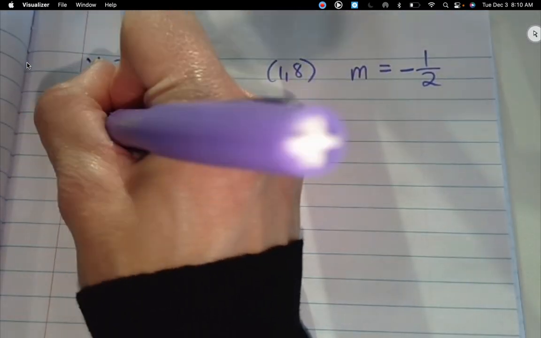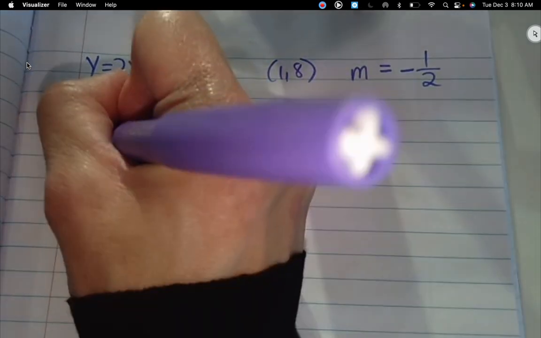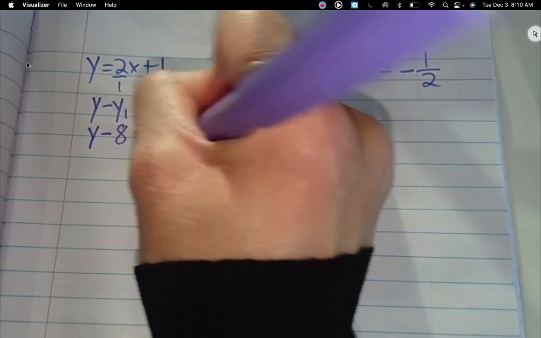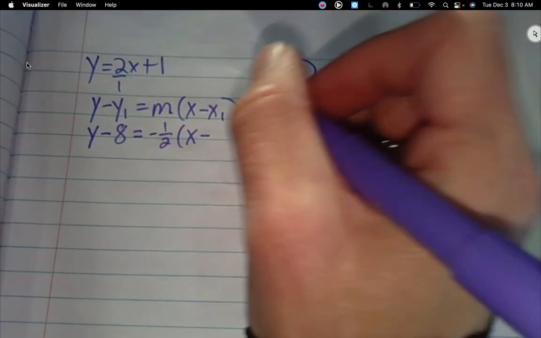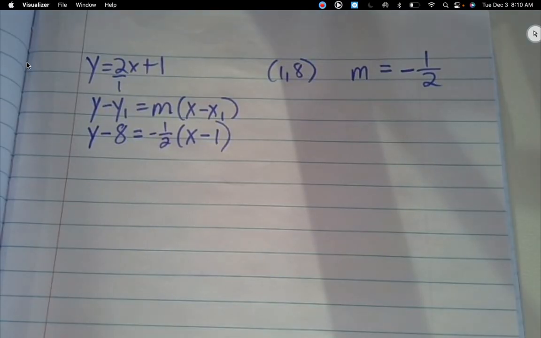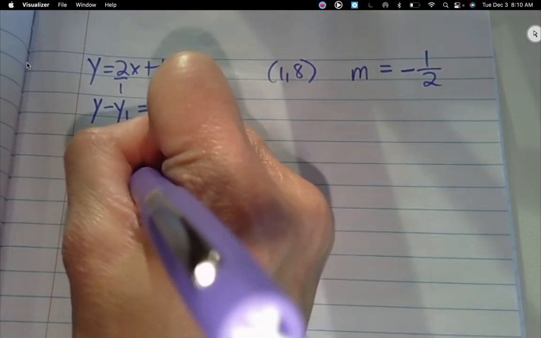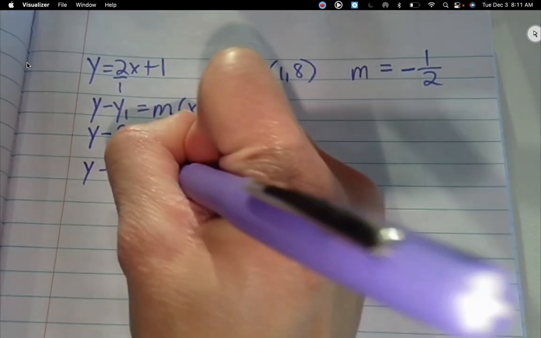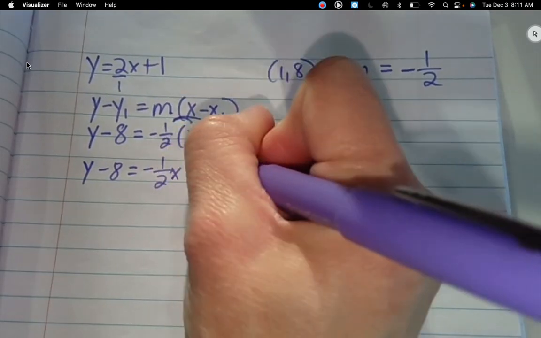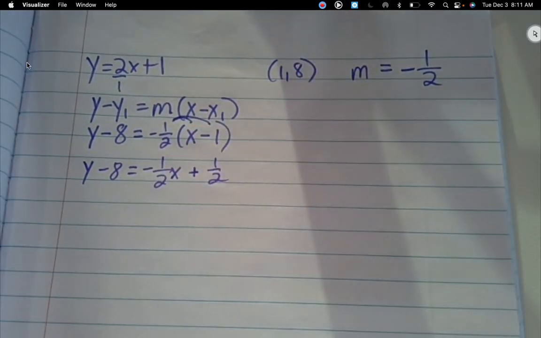So y minus, what's the y value that I have? 8. What's the slope? Negative 1/2. There we go. And then x minus, what's my x value? 1. Okay? Now, maybe I can leave it like that, but if it's multiple choice and they want slope-intercept form, then I have to distribute and move the 8. So let's distribute first. That's negative 1/2 times x and negative 1/2 times negative 1. That's just a positive 1/2, right?